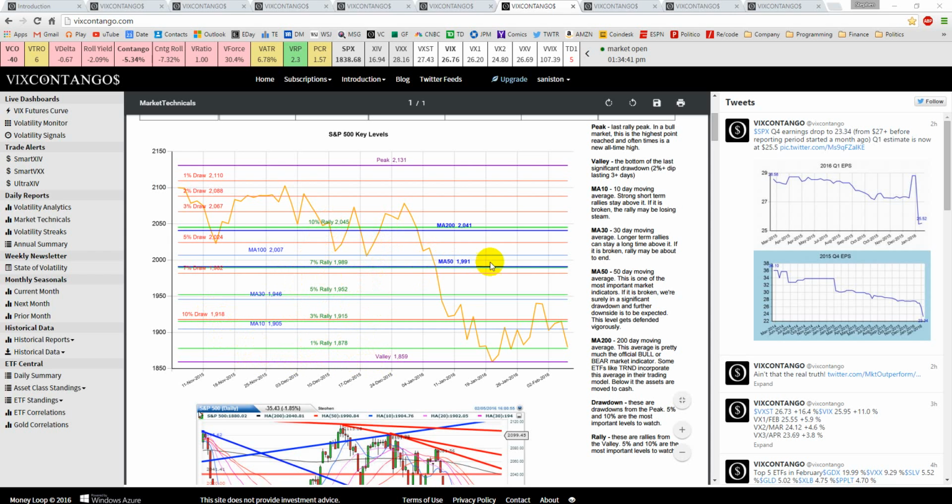And then we have some moving averages. We have the 200-day moving average, the 50-day moving average, the 100-day moving average, the 30-day moving average, and the 10-day moving average. So based on these key technical levels, you get to see areas where the price will hit resistance or support.